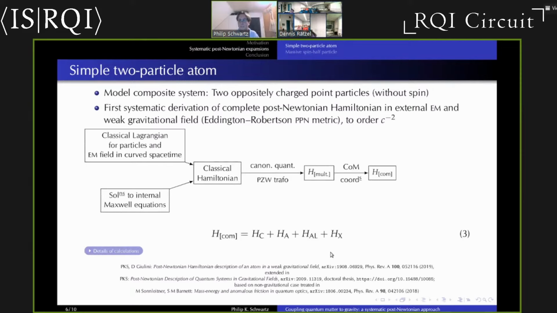And this has exactly the structure that Clemens mentioned before. So we have one part of the Hamiltonian that describes the center of mass motion of the atom, one part that describes the internal motion of the relative degree of freedom, one part that describes the interaction of the internal degrees of freedom with the light, so AL here stands for atom-light, and we have some weird cross terms that we can get rid of by a canonical transformation. And if you want to know details, I can show them to you later.